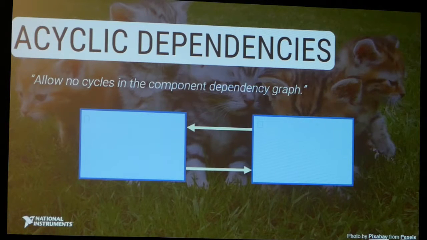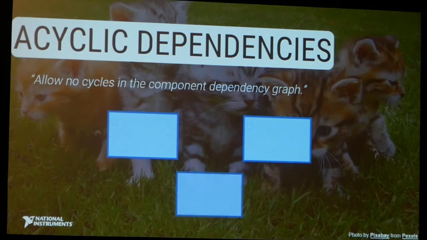So what is a cycle? A cycle is simply when one component depends on the other component, and that one depends back on it. This is bad, don't do it. One of the nice things is we actually enforce this in LabVIEW. We will not let you build two components that depend on each other, or have multiple components that somehow create a cycle.